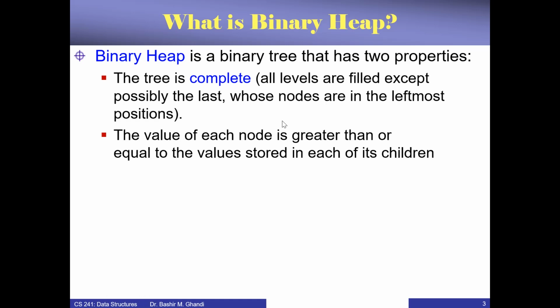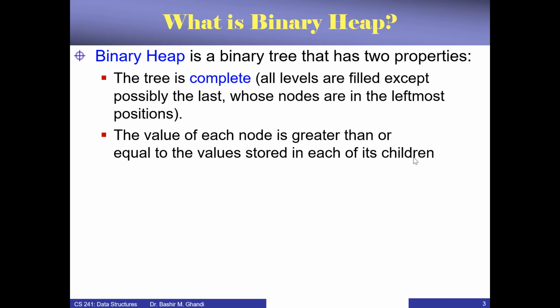Property number two relates to the ordering of the elements. So actually binary heap is an ordered tree. And the order here is that the value in each node is greater or equal to the value of its two children. So those are the two properties which, if they are satisfied, then a binary tree is said to be a binary heap.